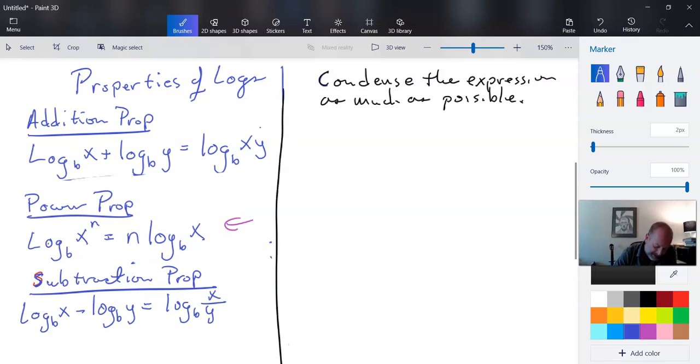So let's go ahead and section that off again. Let's say this is the expression I'm starting with. Let's say I have log x, so this is the common log, the log base 10, minus 1/6 y plus 2 log z.